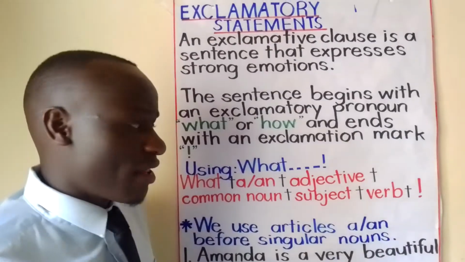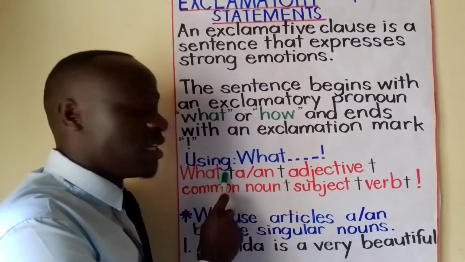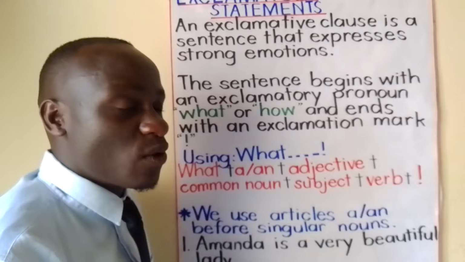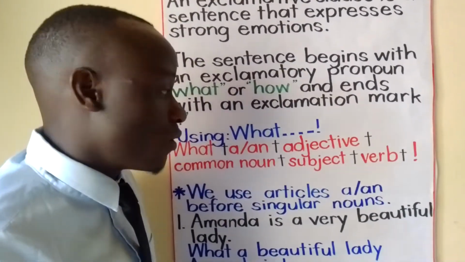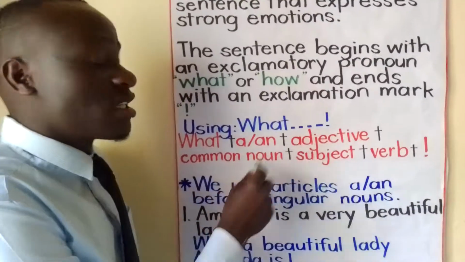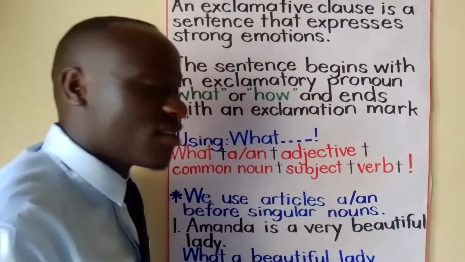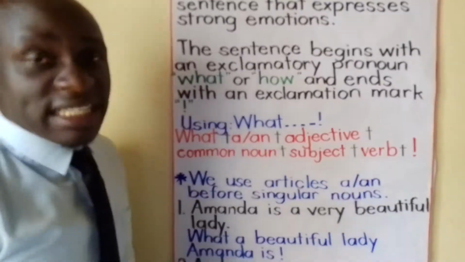We should remember that we do not use any article after what when we are given a plural common noun. When we are given a plural common noun, we don't use any article. One of these two articles will be used whenever we are given a singular countable noun. So, let's look at examples.